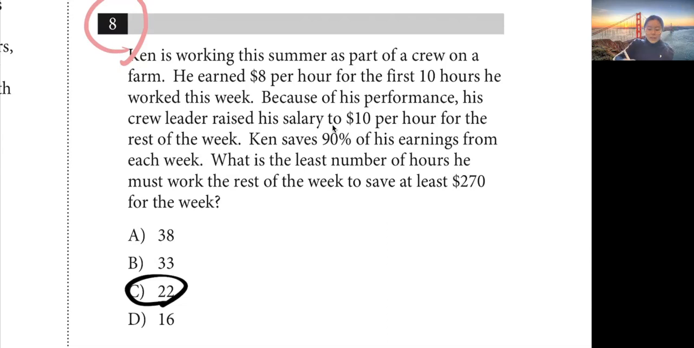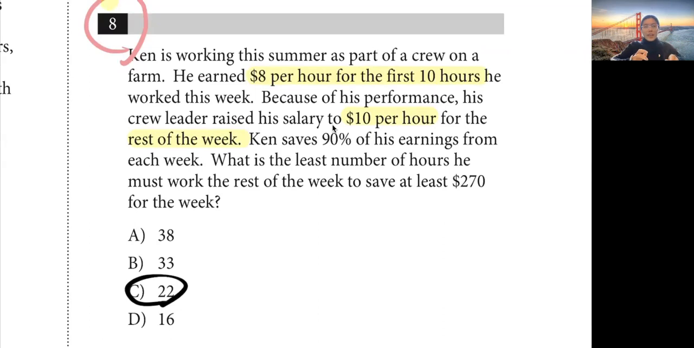So highlighting the information we have, right? $8 per hour for the first 10 hours he worked this week. So the first 10 hours he worked this week, not the whole week. Because of his performance, they raised his salary to $10 per hour for the rest of the week. But we don't know how many hours this is. For the $8 per hour, we know that it was for the first 10 hours. But for the $10 per hour, we don't know how many hours that is. So we have an unknown variable.